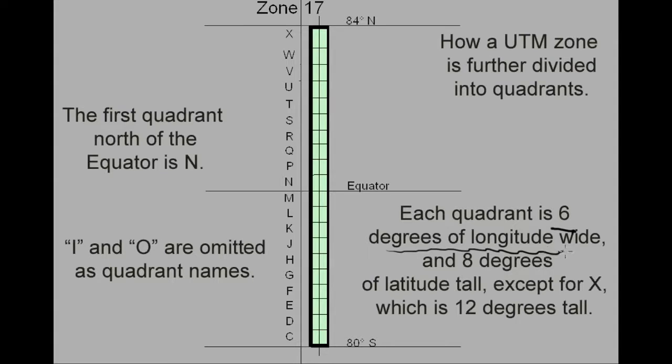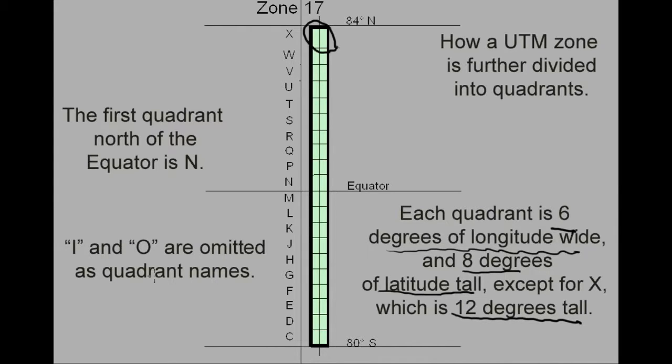Put right here, 6 degrees of longitude wide and 8 degrees of latitude tall. Now the only exception here is quadrant X, which is a little different. Quadrant X, instead of being 8 degrees latitude tall, is 12 degrees of latitude tall. The quadrants are lettered, beginning down south with the letter C and ending up north with the letter X.